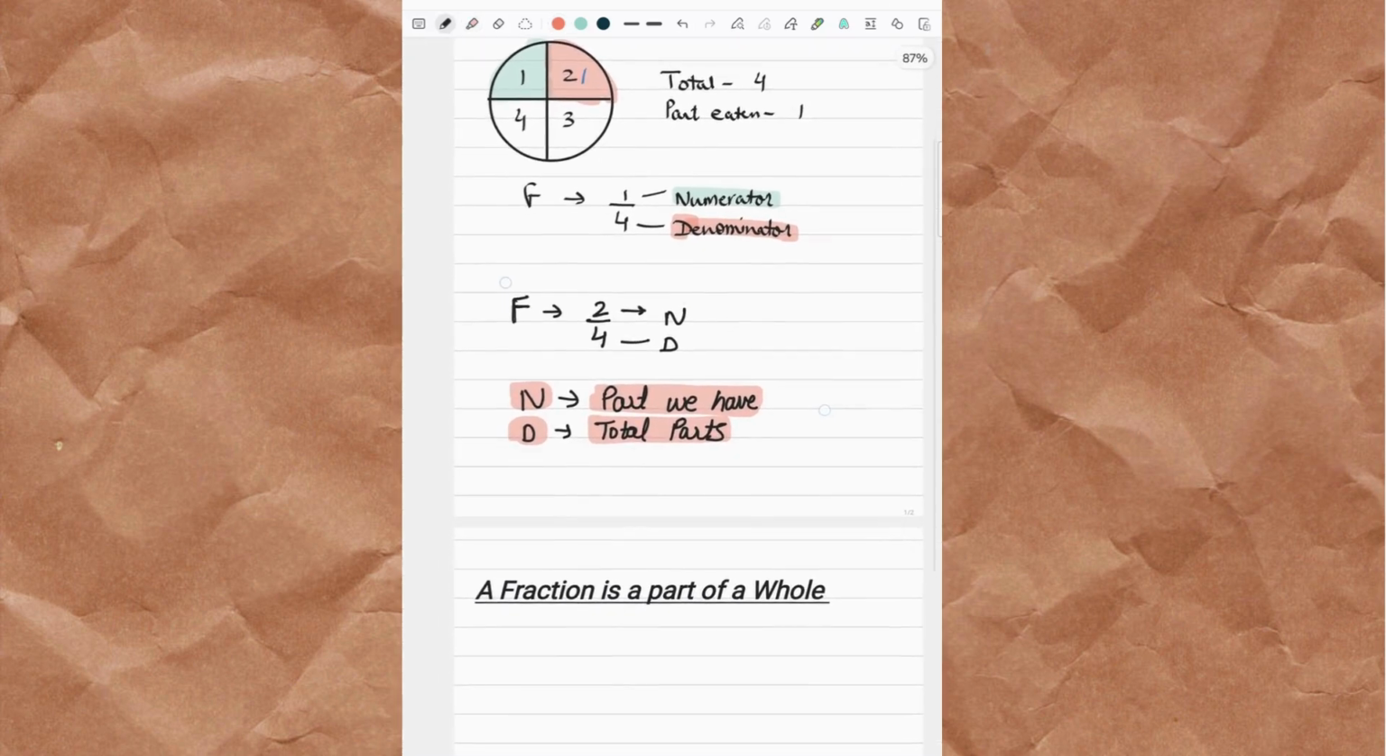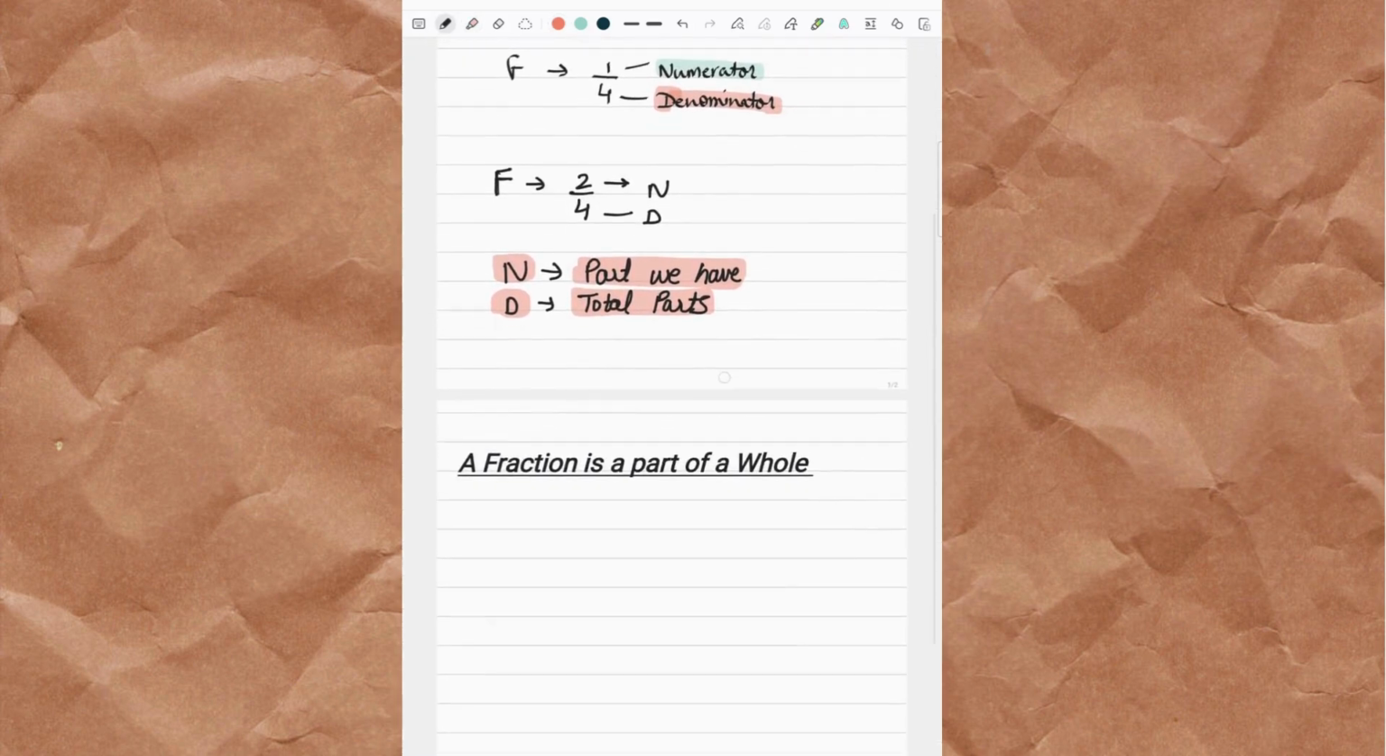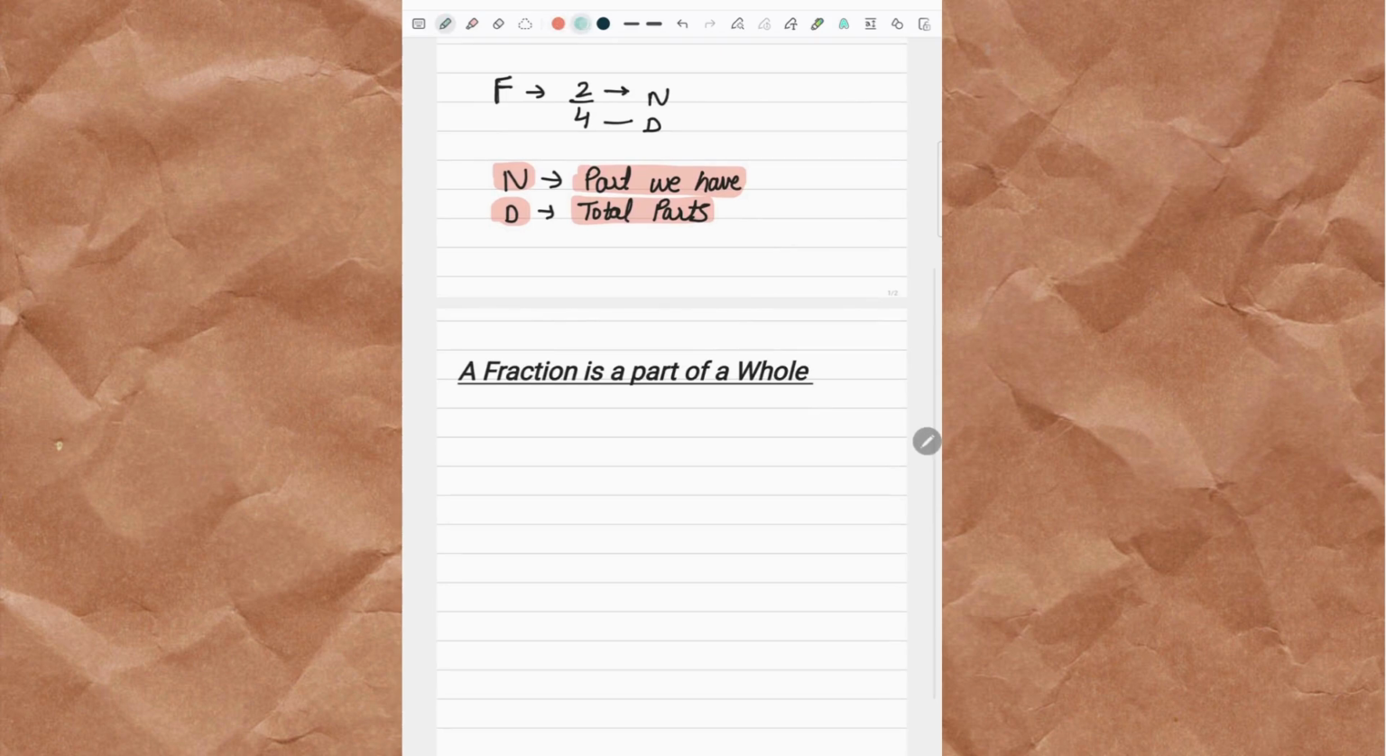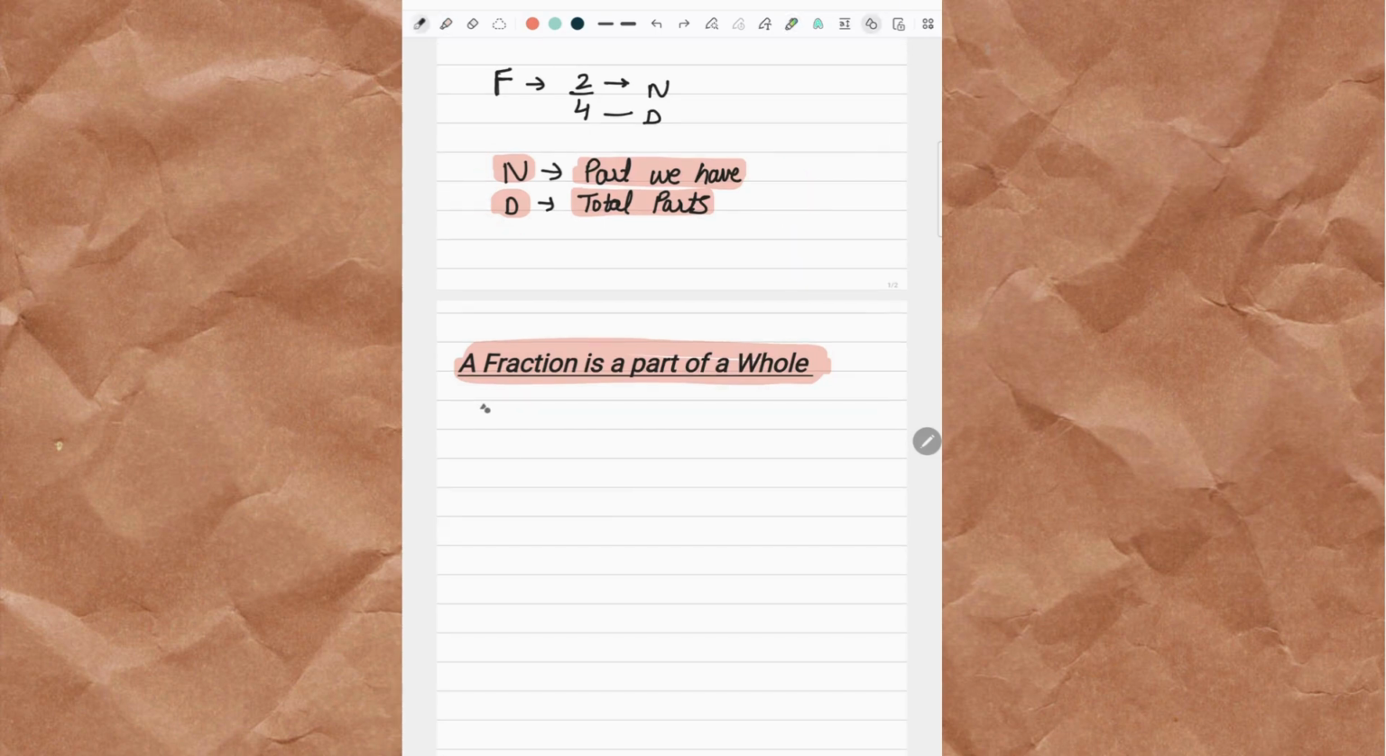So what is a fraction? A fraction is a part of a whole, right? A fraction is a part of a whole. It means 1 by 4 or 2 by 4. If we have 3 pieces of that pizza, the fraction will be 3 by 4, right? I hope you got it. Let us take one more example.